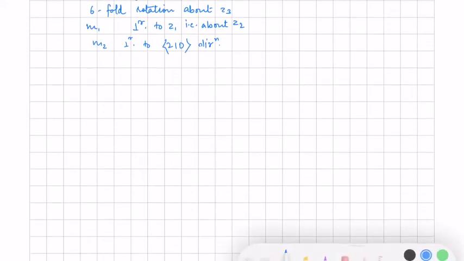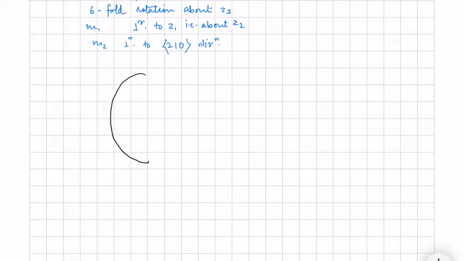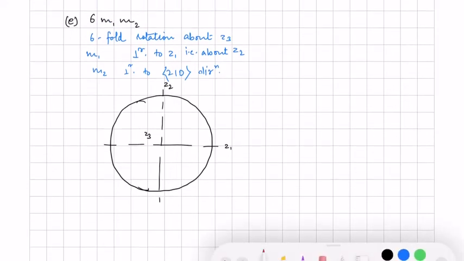Now let us draw. This is your circle. Let us draw the axes. Z1, Z2, Z3. Then first a 6 fold rotation. Okay, about Z3. Okay, so let us have then a mirror about Z2 or perpendicular to Z1. So this is your mirror.